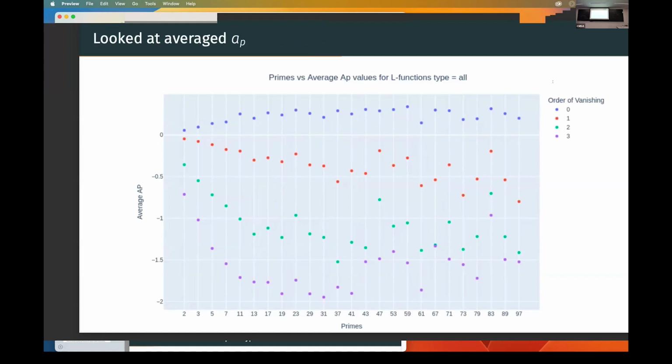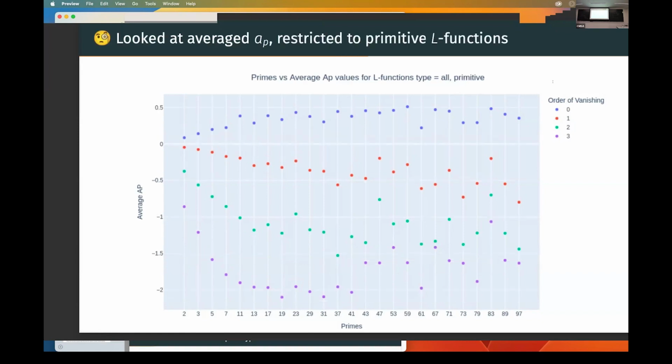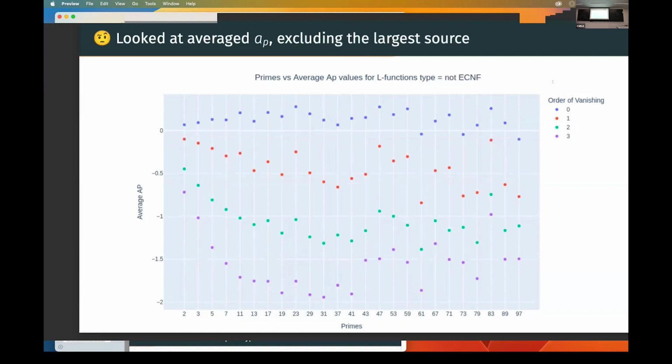So I'm plotting these average APs for all the L-functions, and I'm coloring them by order of vanishing. Now if, for example, I only focus on primitive L-functions, then you don't see a difference. It's very hard to spot what points changed. And then, okay, maybe you told me in the beginning that half of them came from the Dirichlet characters. Can you remove those? And then you do that again, and the plot changed, but only slightly.